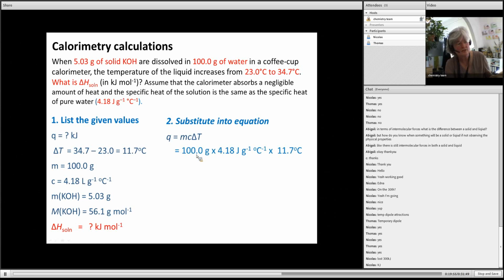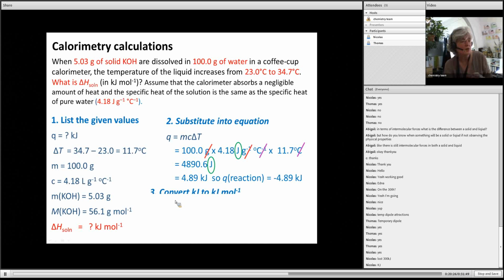So the mass of the water was 100, 4.18, the temperature change is 11.7. Check that your units have cancelled, leaving you just with joules. So my answer is in joules. We want it in kilojoules per mole, so we need to change it to kilojoules. And if my calorimeter has gone up positive by this amount, then my reaction must have lost by that amount.